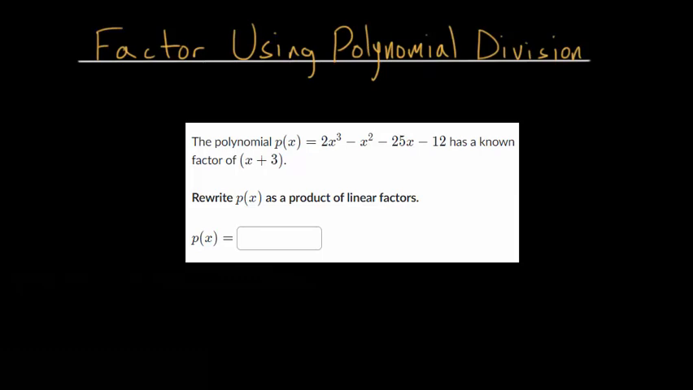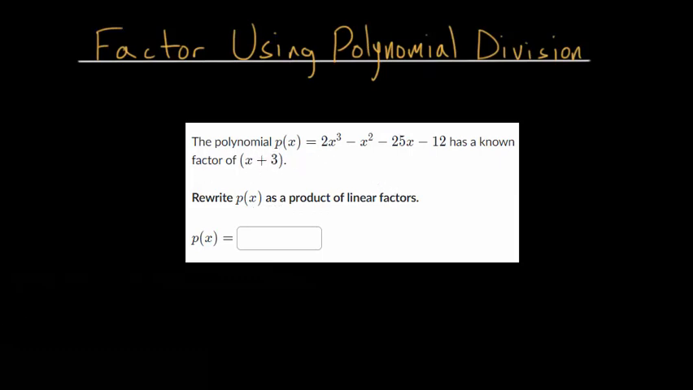In this video, I'd like to talk about how to factor using polynomial division. And in all of these example problems, we're going to be given some polynomial where we know one of the factors. And remember, a factor just means that it's going to divide evenly into our polynomial here. So we can use that information, we can divide it into our polynomial to figure out the rest of the factors. And each of these factors will look like this one.